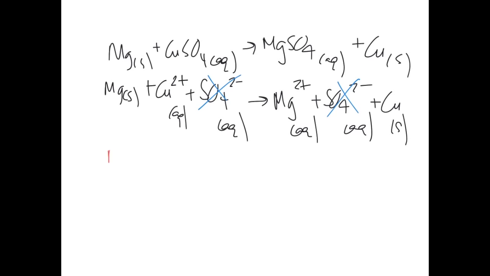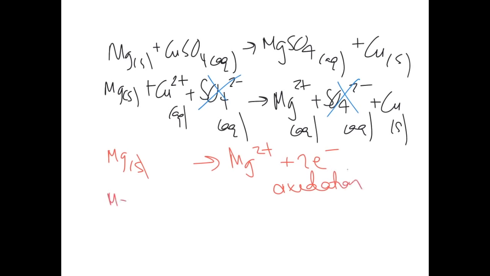So Mg solid is going to form Mg2+. Make it neutral, so we're going to add 2e-, because we've removed electrons, that is oxidation. If you don't like the fact that I say that's oxidation, the other way of writing this is like this. And in this case, you can see far more clearly how that's oxidation because you've lost electrons.